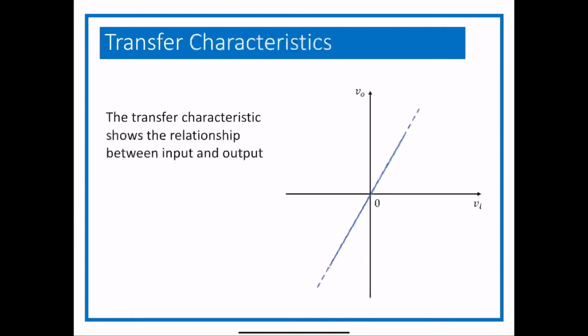Transfer characteristics are something we use frequently in this class to show the relationship between the input and the output of an amplifier. So in this case, the slope of this particular line is V out over Vn, and that gives us the gain of the amplifier. And that can be useful later on when we look at different types of amplifiers and how they work.